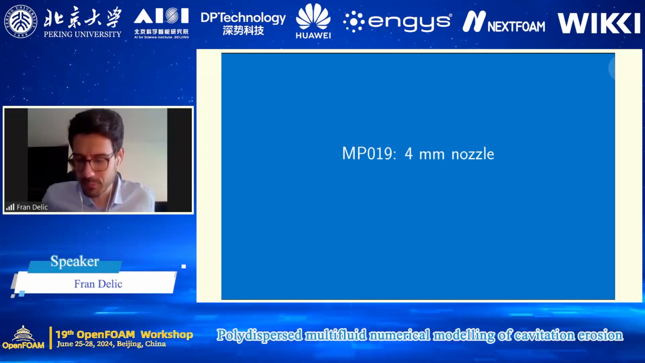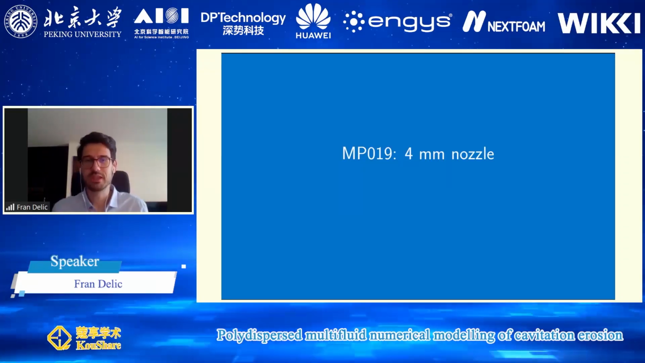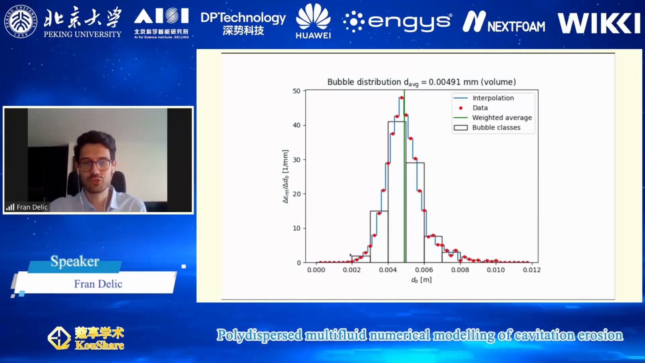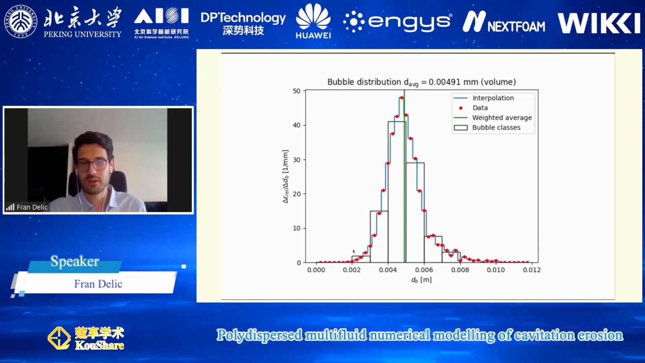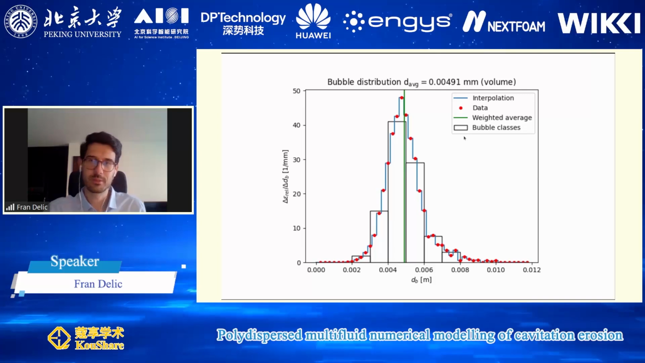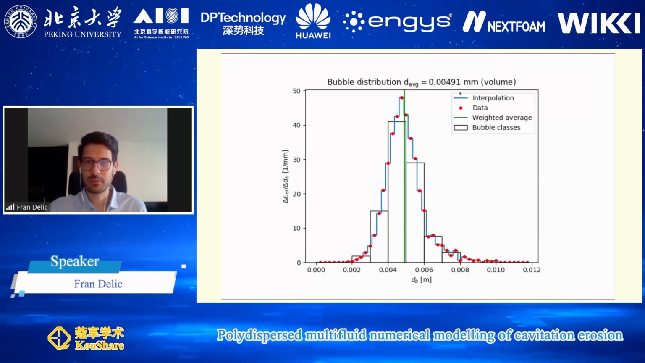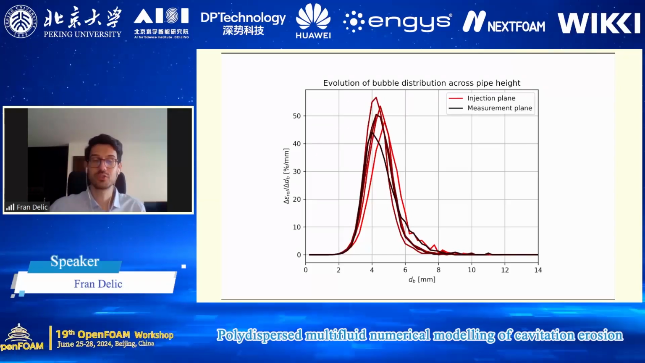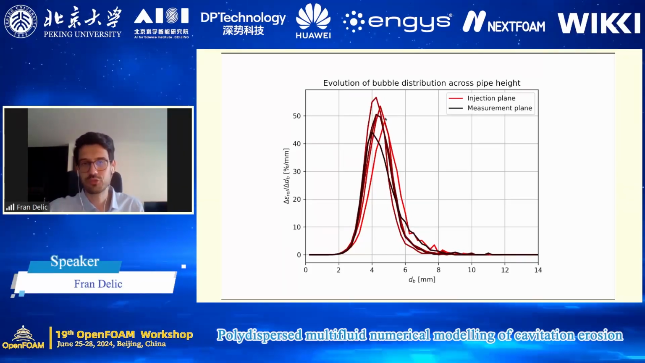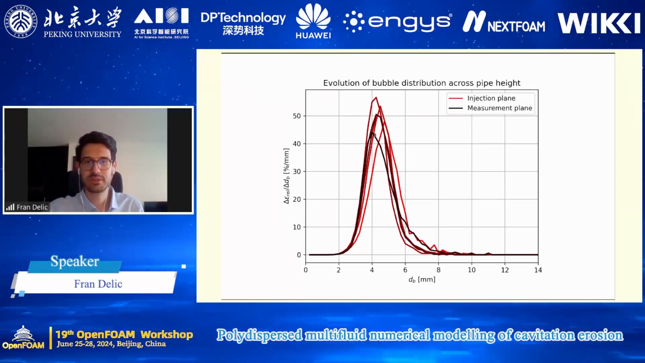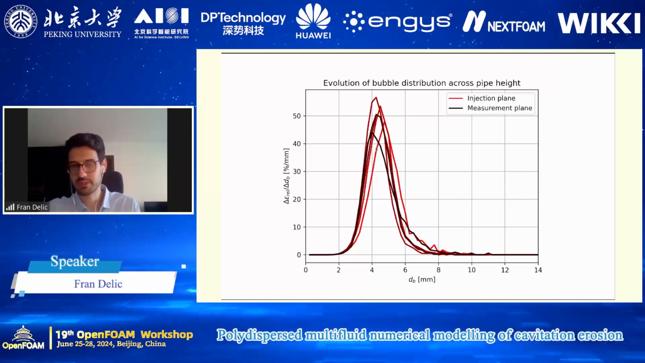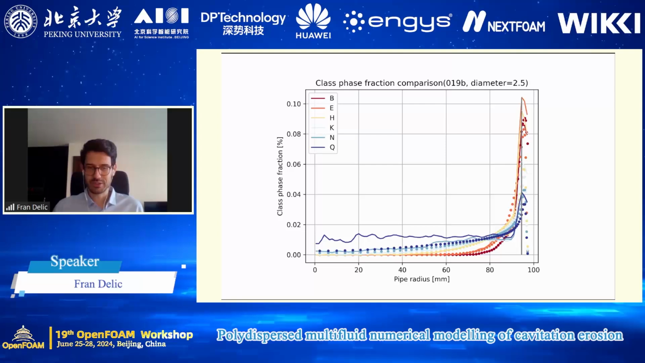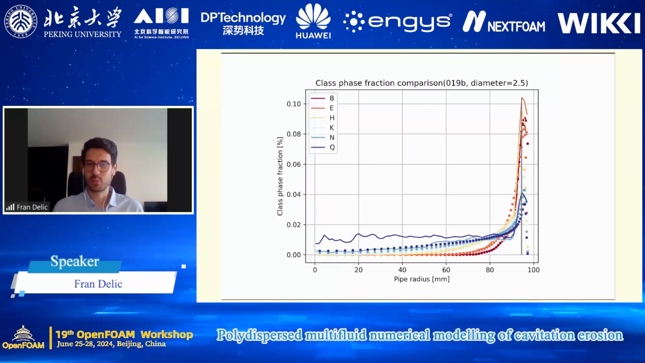Okay, so now I'll present some results. Starting with the case of a 4 millimeter nozzle, this is the inlet distribution, discretized into 1, 2, 3, 4, 5, 6 bubble classes, with the average bubble diameter being 5 millimeters. And this is the distribution across the height. So we start with an average distribution of 5 millimeters and end up with smaller bubbles, so more breakup than coalescence. And I'll take a minute to explain this slide because there's going to be a lot of similar ones.